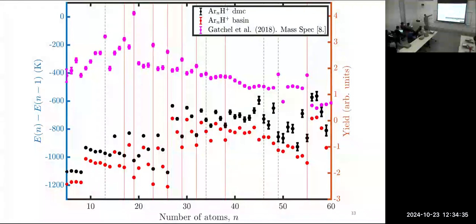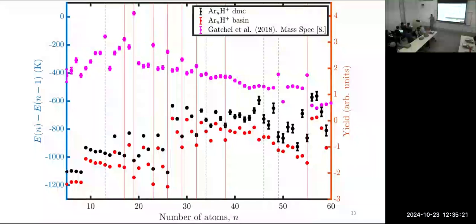For the y-axis on the right, they did an experiment where they have a bunch of argon atoms and they injected protons into it, and then did mass spectrometry of the different Ar_n H+ clusters that you can get. The purple dots show the yield of each of the atom-ion clusters that they got. The peaks in the yield, the red lines in particular, align very closely to the deepest parts of the diffusion Monte Carlo energies that I obtained in my calculations.